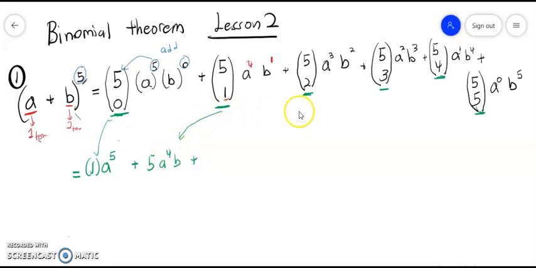Alright, now coming to the third term here. So here you have 10. A power of 3 and B power of 2. Alright, now we come to the fourth term here. You'll be getting 5, 3. And your answer is still the same, which is 10. This is A square and B to power of 3. Alright.